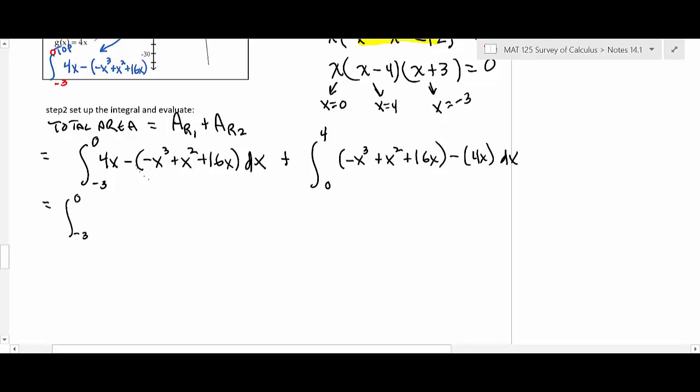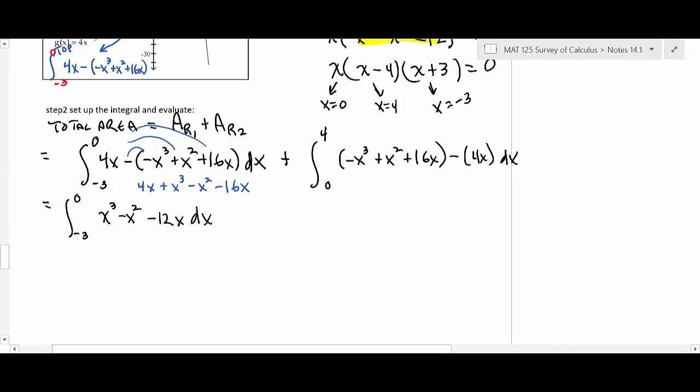You can just collect the like terms. Be careful when you do this. I'm going to write this at the side: 4x plus x to the third minus x squared minus 16x. You can do this in your head. Then you collect like terms, distributing that negative through. So I'm going to have x to the third minus x squared, and then 4 minus 16x is going to be minus 12x dx.